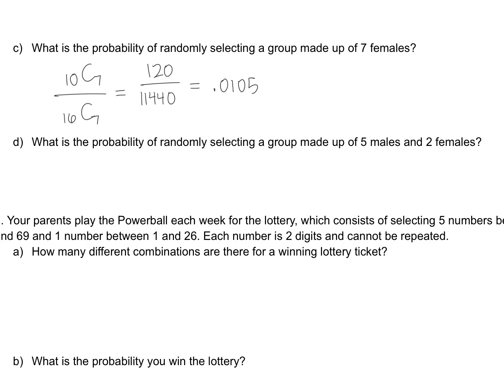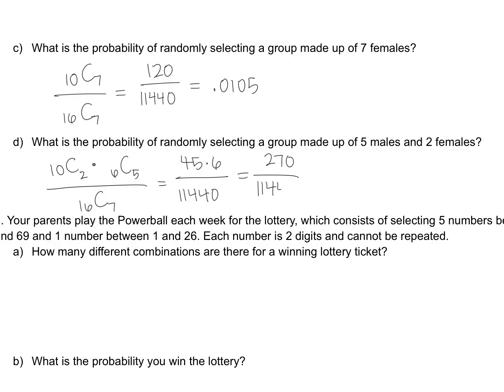And the last one is 5 males and 2 females. So we do 10 choose 2 for the females times 6 choose 5 for the males over the 16 choose 7. So we do 45 times 6 over the 11,440, which becomes 270 over 11,440. Which is also 0.0236.